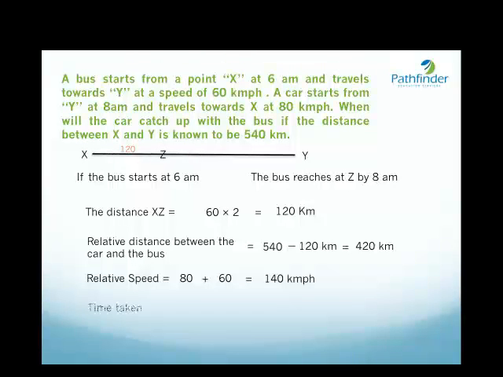So the time taken, we know the formula already, is equal to relative distance divided by relative speed. What is the relative distance? Is equal to 420. What is the relative speed? It is equal to 140, and 420 by 140 gives us the time taken, that is equal to 3 hours. And this 3 hours will be counted from the time when the car starts running, that is 8 a.m. So when will the car catch up with the bus? The car will catch up with the bus at 11 a.m.